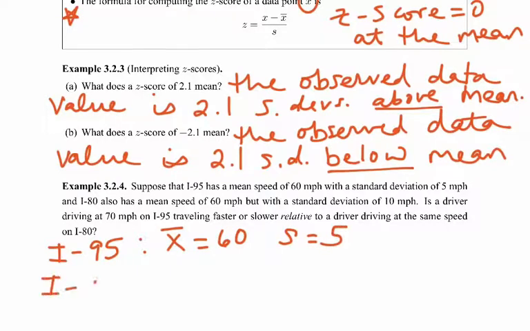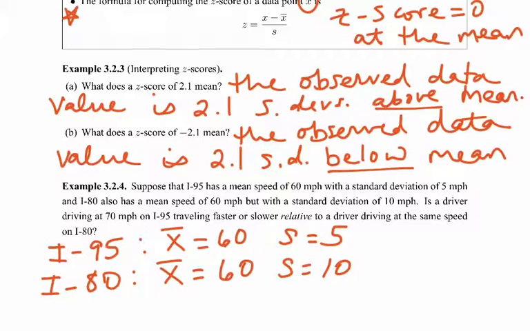For I-80, a different distribution altogether, it happens to have the same mean, although it doesn't have to, but it has a different standard deviation. So the standard deviation is larger for I-80. That means the cars are going to be more spread out. Their speeds are going to be more spread out if we pull a sample of them.